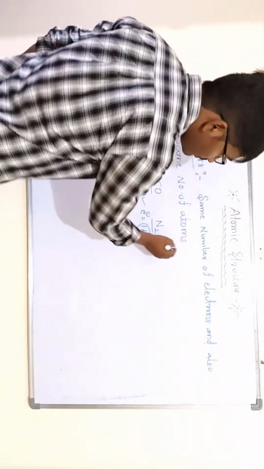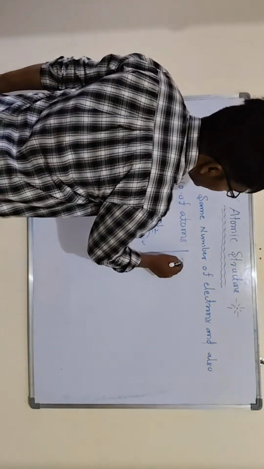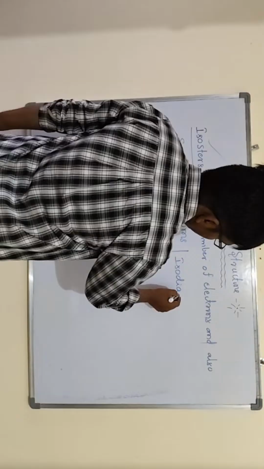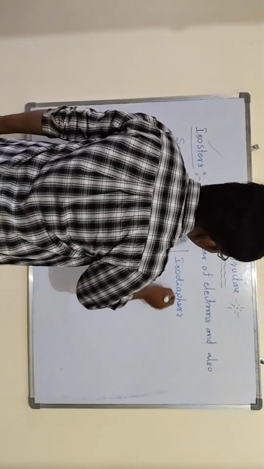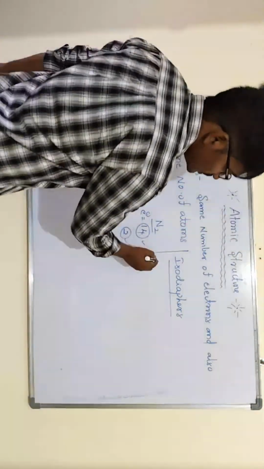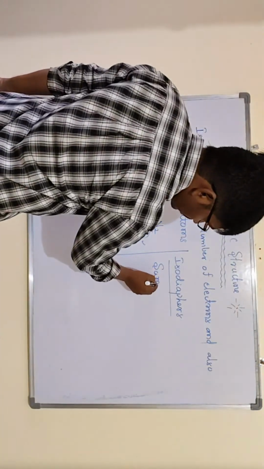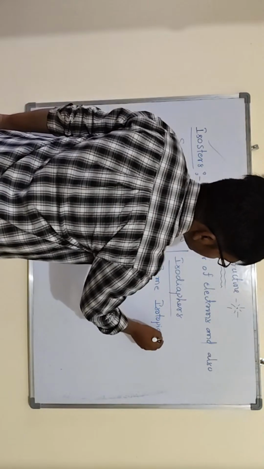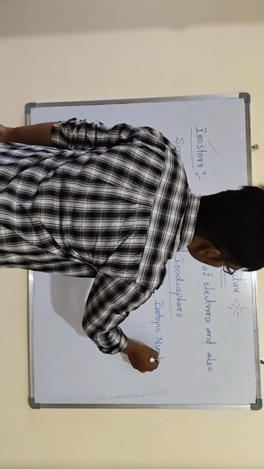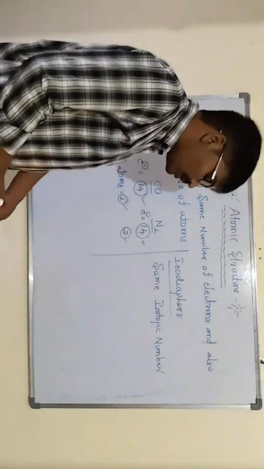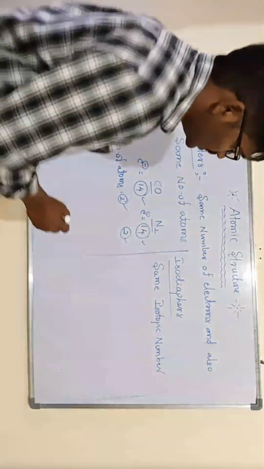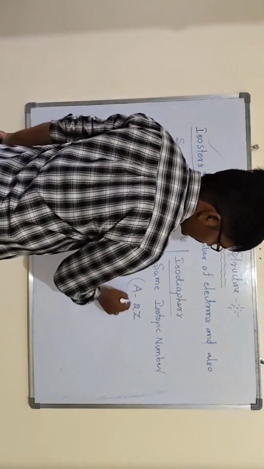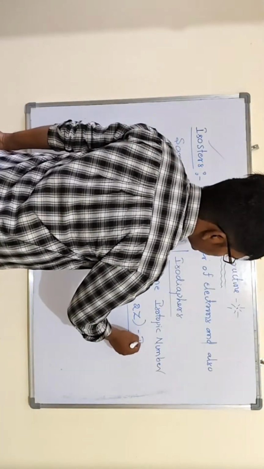Then isodiaphers also are there. Isodiaphers are nothing but what? Species with the same isotopic number. What is the isotopic number? A minus 2Z. A minus 2Z. This is called isotopic number.